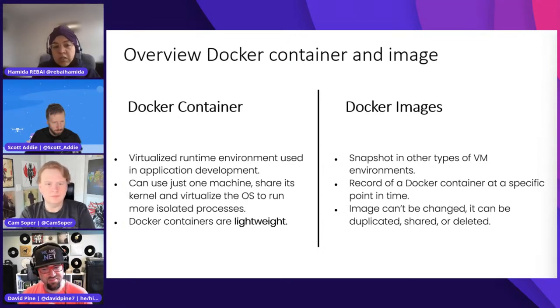But what is a Docker image? A Docker image is like a snapshot in other types of virtual machine environments. It's a record of a Docker container at a specific point in time. Docker images are also immutable. While they can't be changed, they can be duplicated, shared, or deleted. The feature is useful for testing new software configurations, because whatever happens, the image remains unchanged.